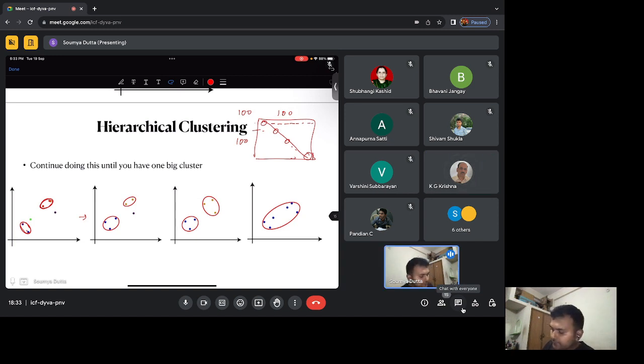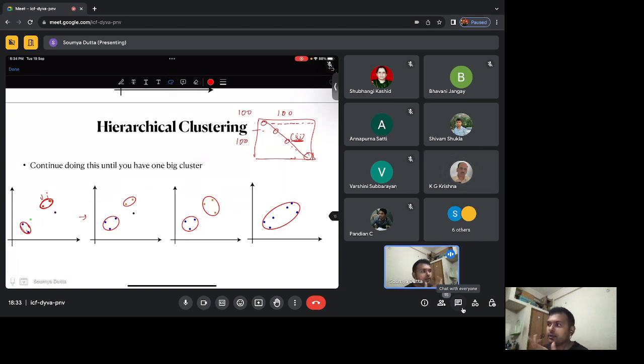Then you take the minimum value within this matrix, and suppose that minimum value is at the point ij, the ith row and the jth column. That means that out of all the points, i and j are the closest points. So you merge i and j into one cluster. Then you go back to the matrix. Now we have already merged i and j, so i and j become a single point. They are part of one cluster.